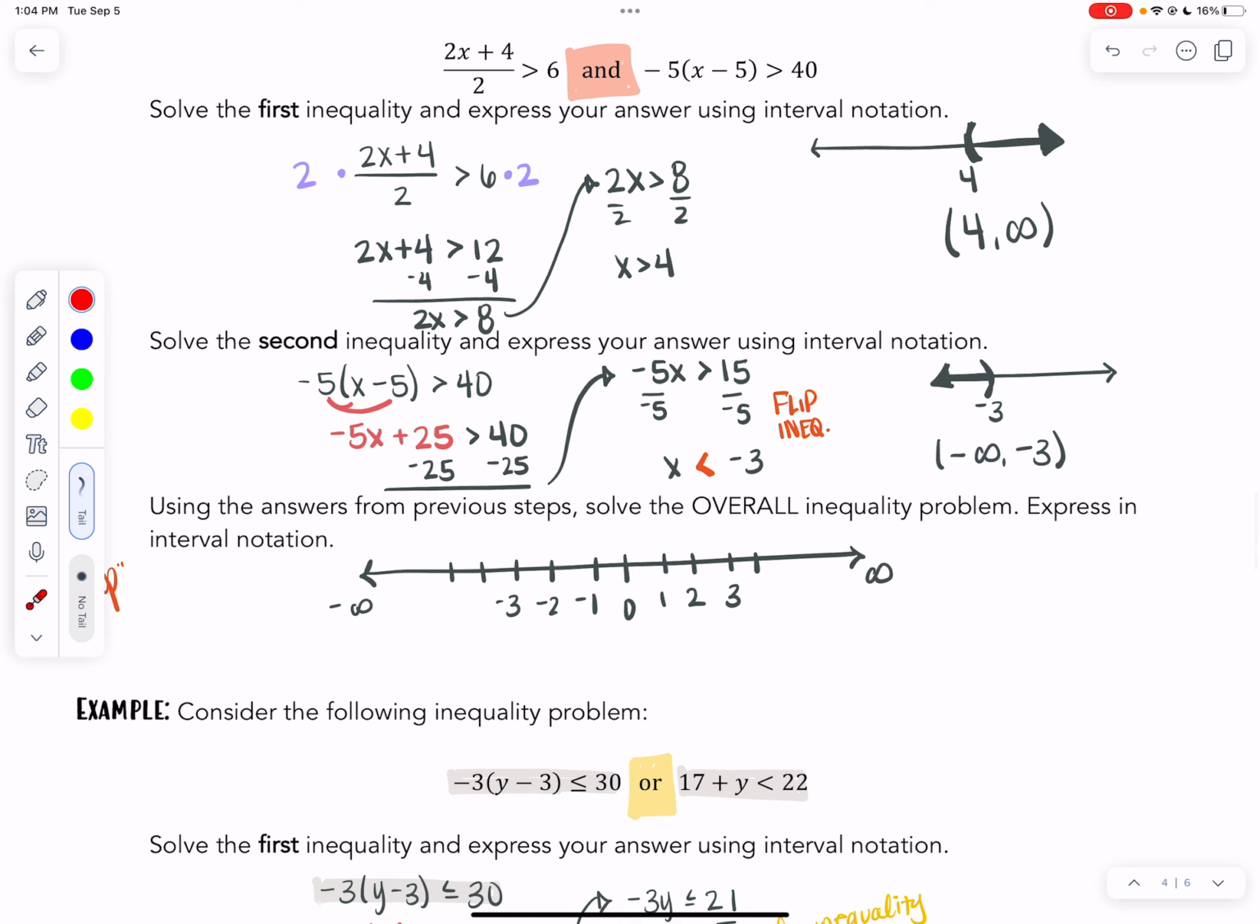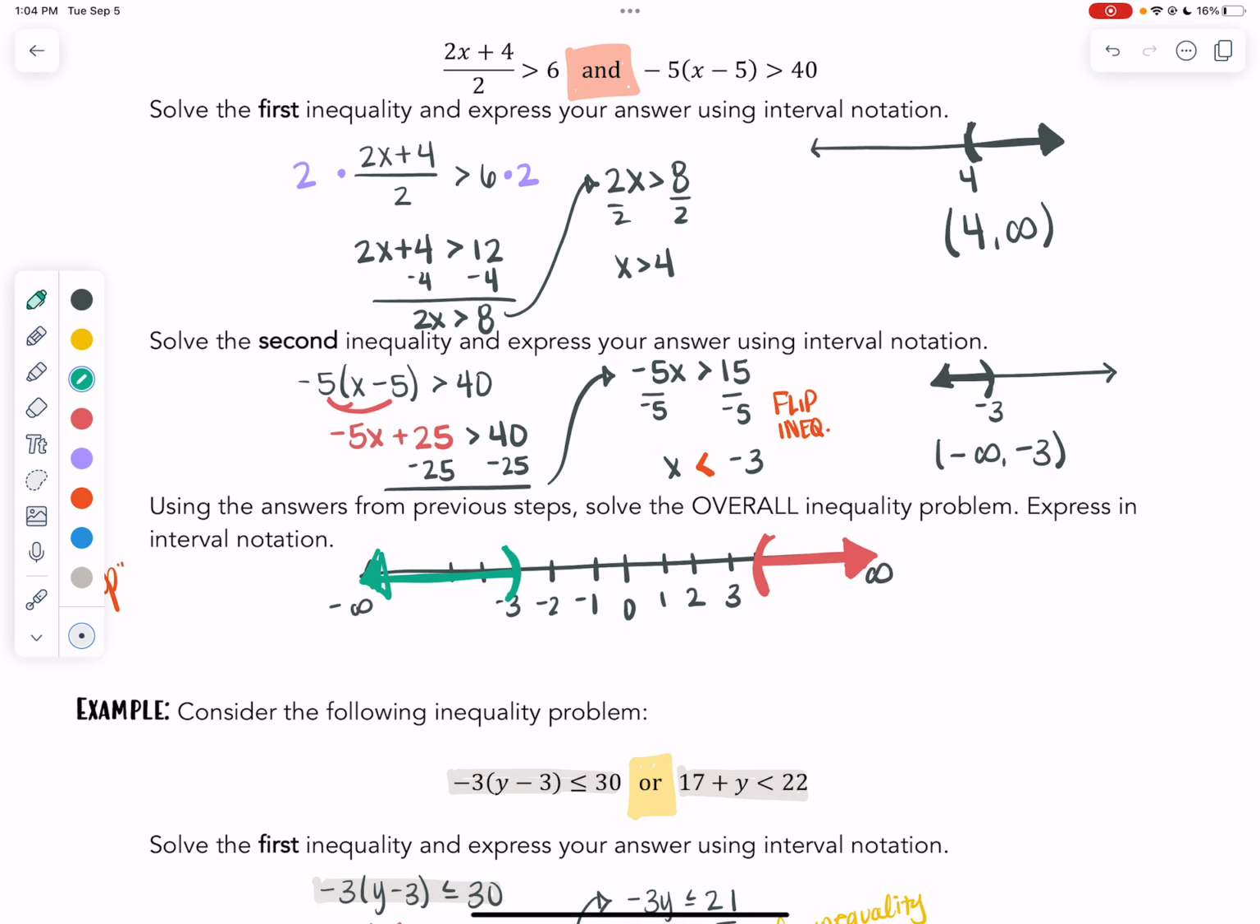So I've got 4 going to infinity. And I've got negative 3 going to negative infinity. Let me change that color. Negative 3, so this is the second inequality.